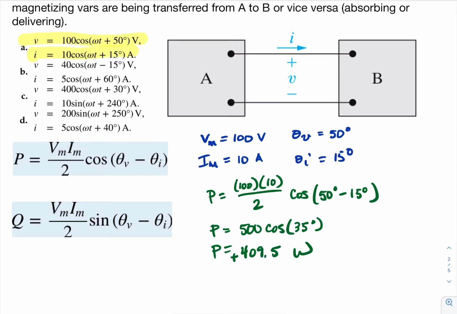So if it's positive, then that means that our power is being delivered from A to B. Or we could say that B is absorbing power, and A is delivering.